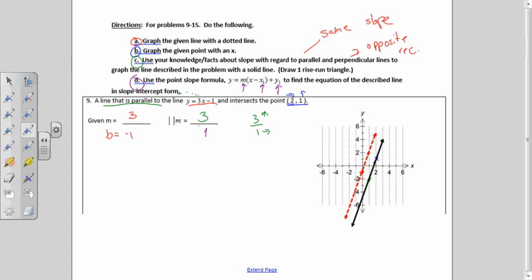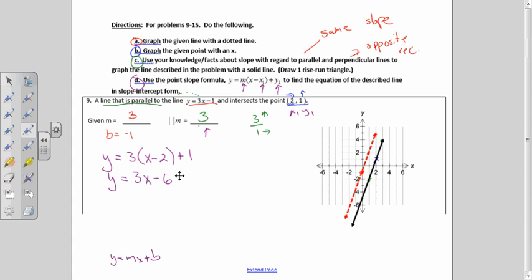Well, I have the m here, and I have x1 and y1 here. So that will give me y equals 3 for m times the quantity x minus 2 for x1 plus 1 for y1. Now to go to y equals mx plus b form, you'll notice it would probably be a good idea to distribute, because I don't have any double signs to correct.